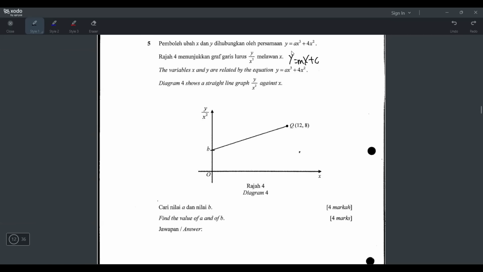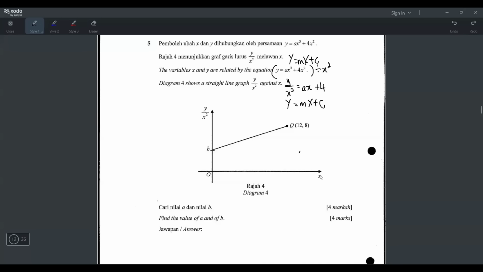So to make sure your y-axis here is also the same, you will take this whole thing and divide by x square. Because when you do that, this becomes y over x square, and this is your y-axis later. And then what happens is ax power 3 also divided by x square, leaving ax, and 4x square divided by x square leaves 4. And you realize this is your linear form, Y equals mx plus c. You can see your y-axis from the equation is now the same as the y-axis from the graph.